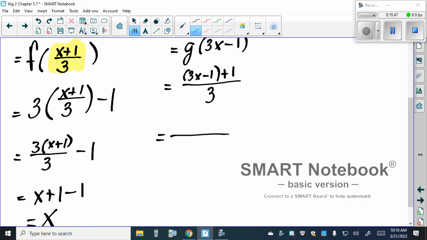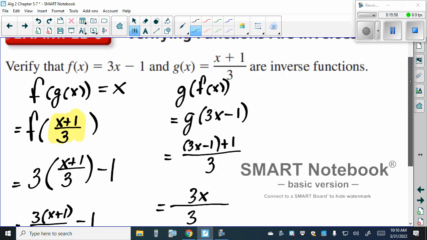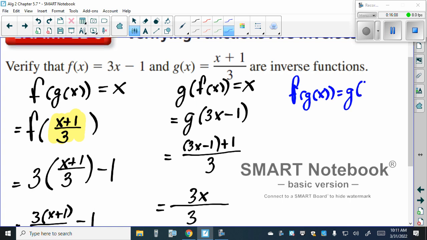Now the minus 1 plus 1 would cancel out, giving us 3x over 3, which is x. So g of f of x is equal to x, telling us that f of g of x is equal to g of f of x, which is x. So we can say that these two are inverses. They're inverses of each other.